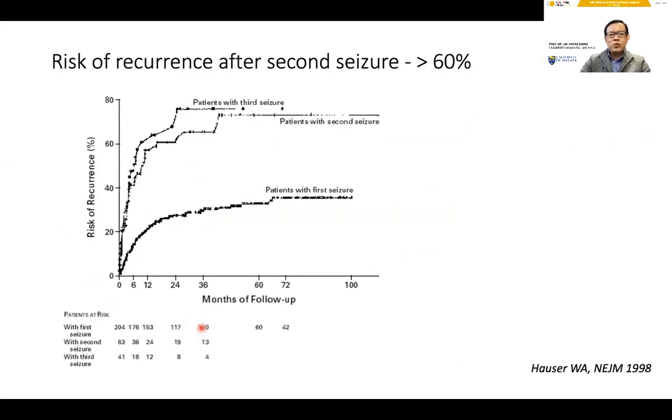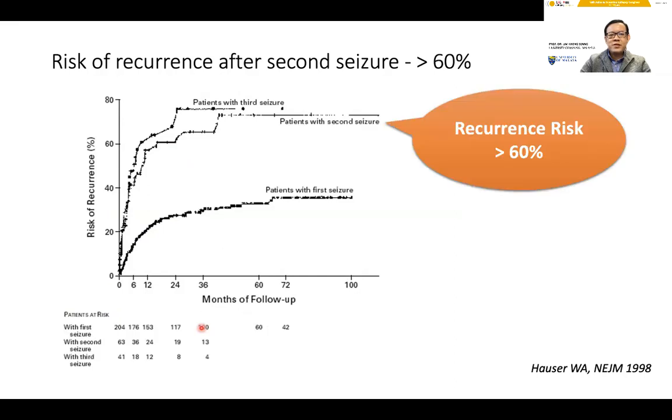How about those with 2 or 3 seizures? As you can see in these plots, for those with second seizures, the chance of recurrence at 12 months is also about 60%, which is over here. Therefore, if someone has recurrent seizures or has 2 or more seizures, that should be defined or diagnosed as epilepsy as mentioned in the definitions.